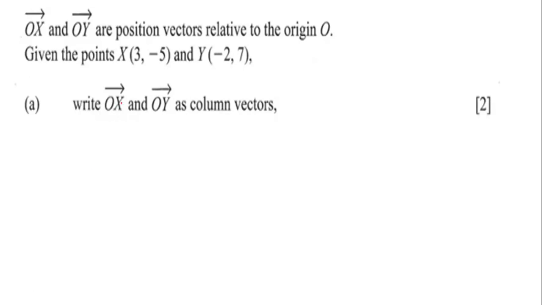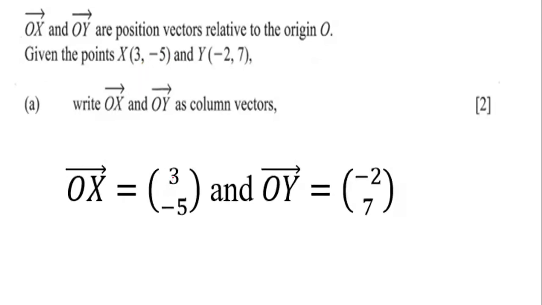Let us take this point and change its orientation. And so if we do that, it will look like this. We'll have 3 at the top, and we have -5 at the bottom. And so that's the vector OX. All it is that you're changing the orientation from row orientation into column orientation. The same thing occurs for OY, so OY would be -2 and 7.